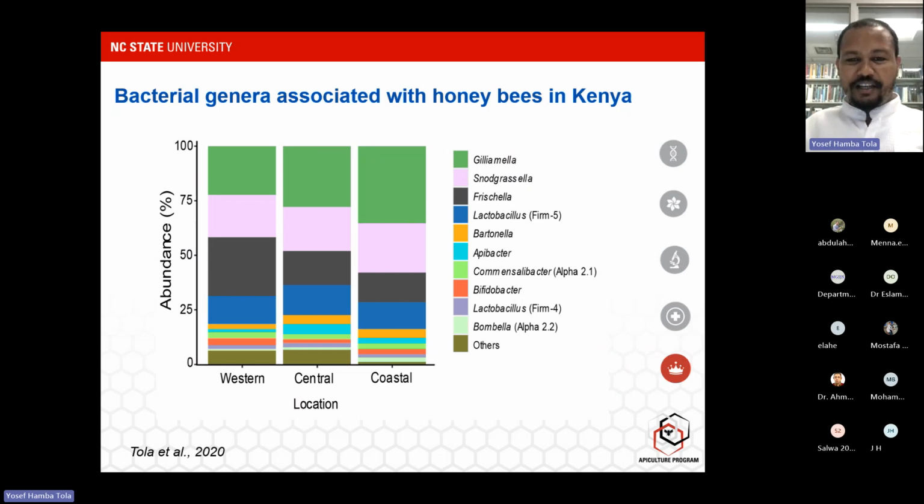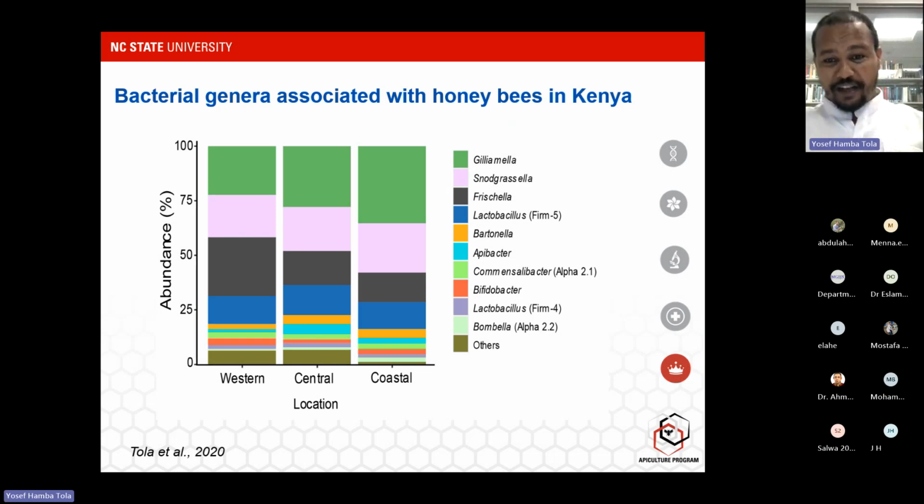Now, as you can see from this figure, the first three dominant, abundant microbes are the Gilliamella, Snodgrassella, and the Frischella. Gilliamella and Snodgrassella are common, abundant in other latitudes. However, when we look at Frischella, it is highly abundant in our samples in Africa, in Kenya. However, it's not abundant in other latitudes.